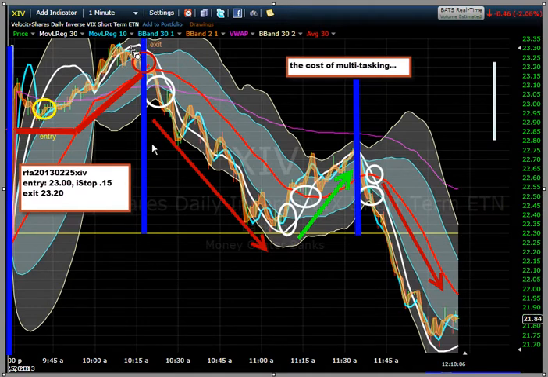Now, I had some work to do elsewhere this morning, so I wasn't able to play the reverse side, and that's the cost of multitasking. And that is this trade here on the inverse is where I would normally be trading the stop and reverse, and that is a regression line crossover and then price leaving the river.